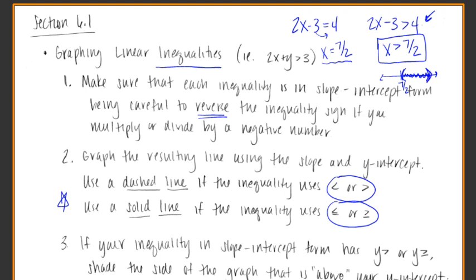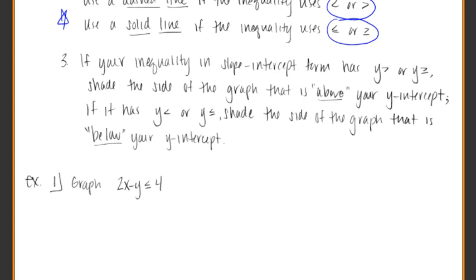And last but not least, like on the number line where we shaded over our solutions, we shade on this graph. One way you can determine it is if it says y greater than or y greater than or equal to, we're going to shade above the line, the half of the graph that's above the y-intercept. And if it's y is less than or y is less than or equal to, we're going to shade the part of the graph that's below the y-intercept.